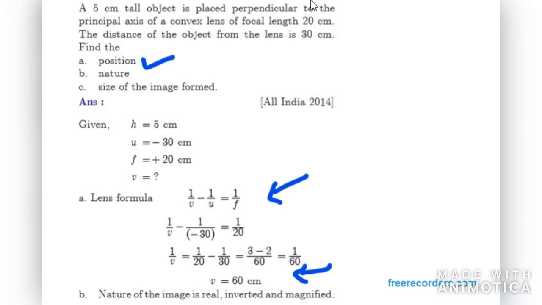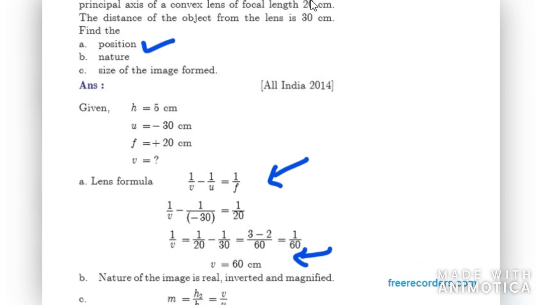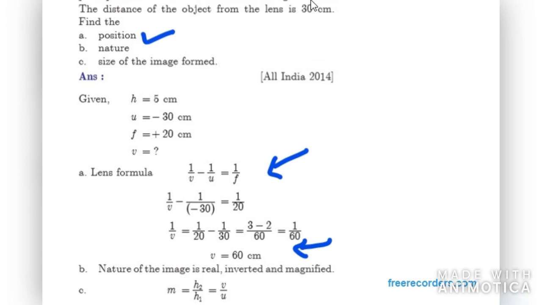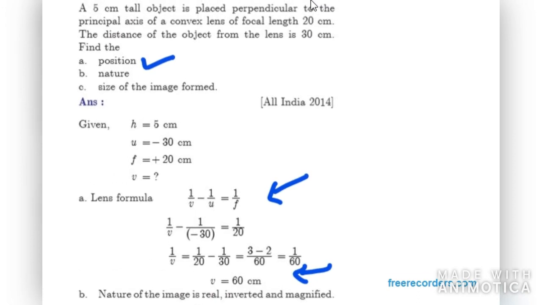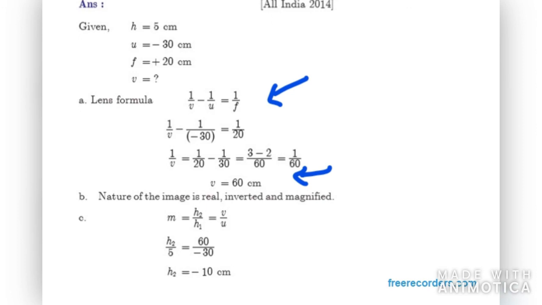Now nature. Nature of image will be real, inverted and magnified. Why? Because you can see the distance is 60 centimeter, it would be a real image and it is a convex lens. So inverted and magnified. Now in the third part it says size of the image. So we can make use of magnification formula and put all the values here and you will get the size of the image.